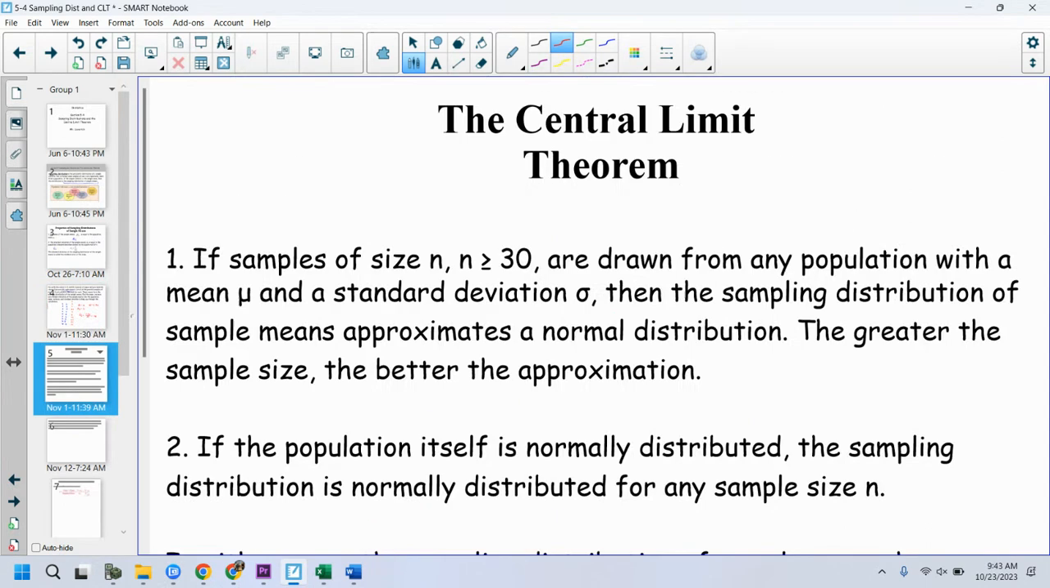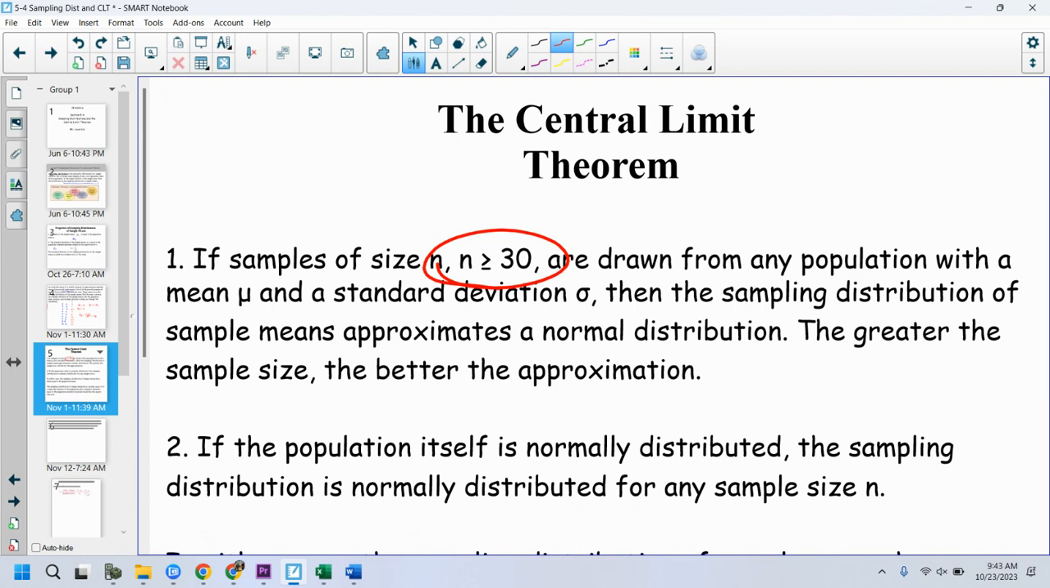Now, the central limit theorem says basically that if I don't take all of those little samples and get everybody included, but I take enough of those samples, it will eventually lead me toward the mean, toward mu. If samples of size n, where n is greater than or equal to 30, and that's a number that's going to come up time and again, are drawn from any population with a mean mu and a standard deviation sigma, then the sampling distribution of sample means approximates a normal distribution.